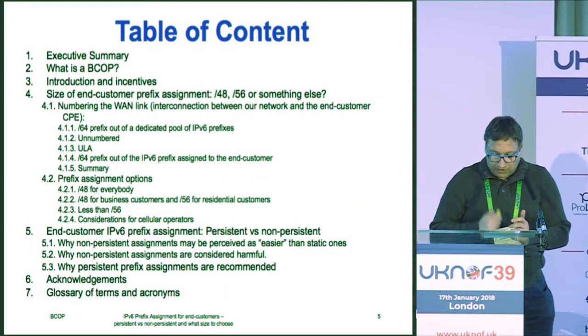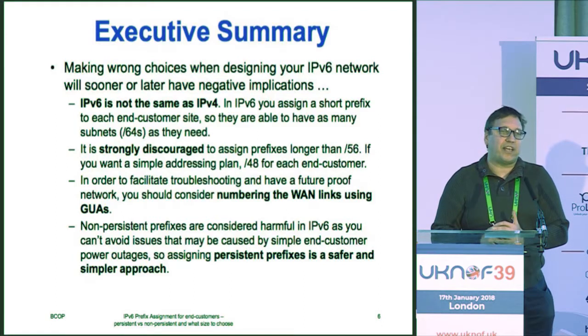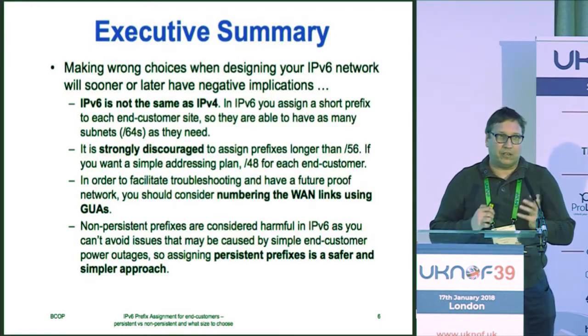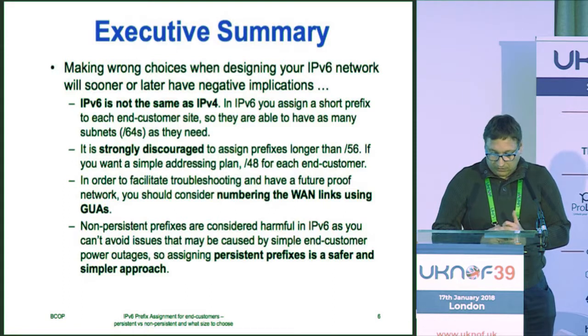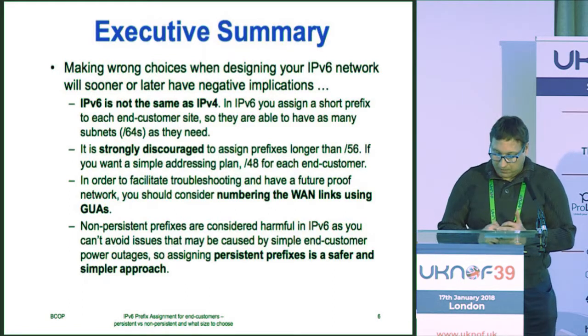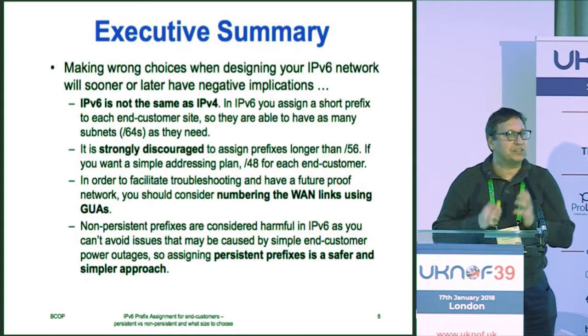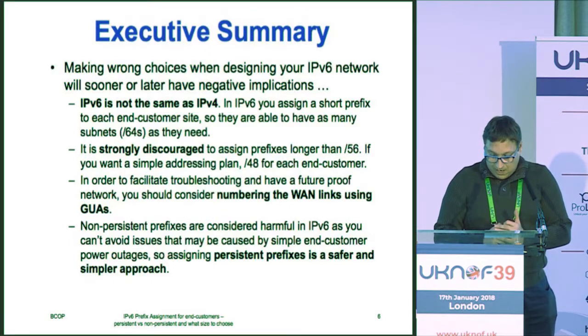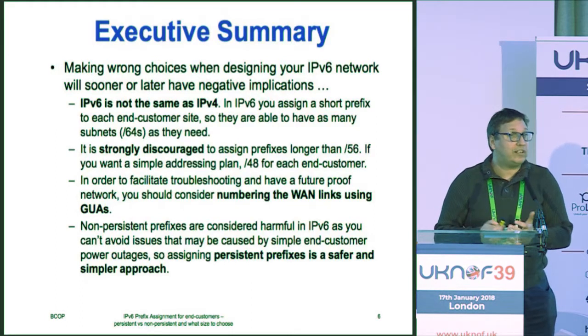This is the table of contents. I am going straight to the summary. In case I don't have time, at least I have gone to the summary. Basically, what we say in this executive summary is, first, IPv6 is not the same as IPv4. In IPv6, you assign prefixes instead of single addresses. We discourage people from assigning to subscribers prefixes longer than /56, and we enter in a discussion about our recommendation, which is basically /48. We also talk about which kind of addresses to allocate to the WAN links, and we recommend global unicast addresses.